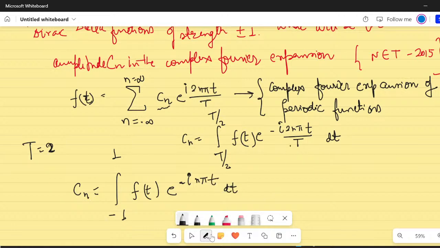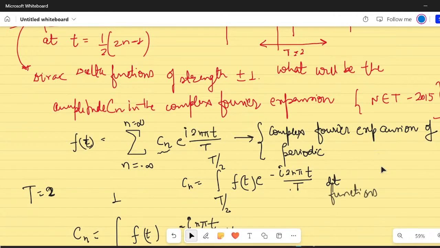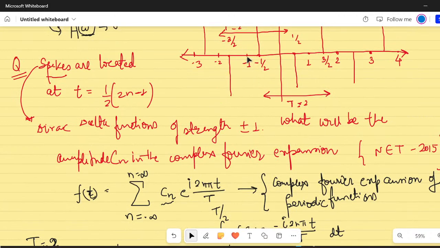Now you see, from minus 1 to plus 1, what is happening? Just give me a minute. If you see from minus 1 to plus 1, there are only two spikes. One spike, resembling a Dirac delta function, is at t equals minus half, and another spike at t equal to half is of negative strength.